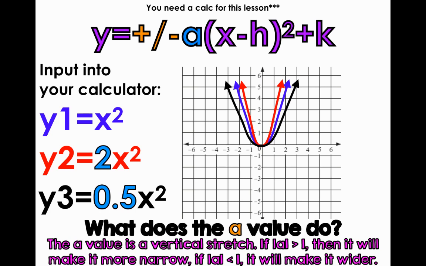So if the absolute value of a, so we just look at the number a, if it's bigger than 1, then it's going to make it more narrow. If it's less than 1, so a fraction or decimal, it's going to make it wider than the parent function.